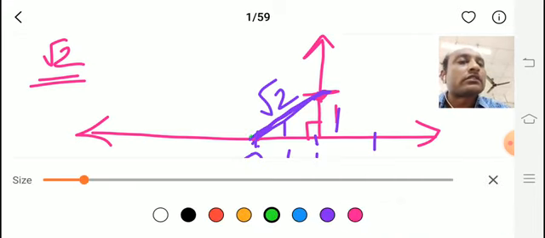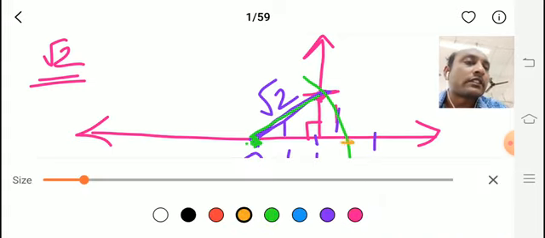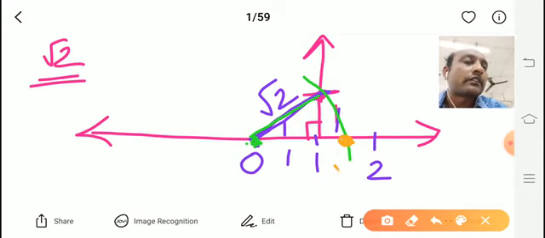To do that, from 0 as center, use the compass. With 0 as center, using the compass you just draw an arc. This is the value of root 2 on the number line. This is root 2.